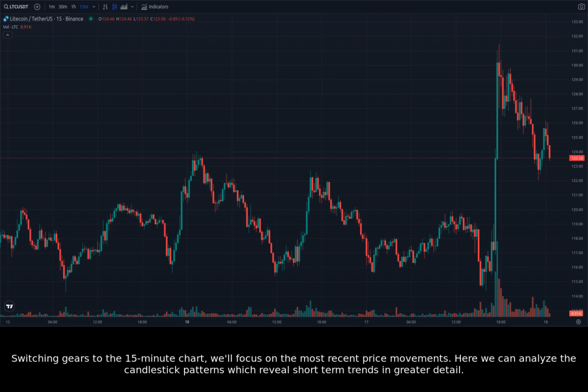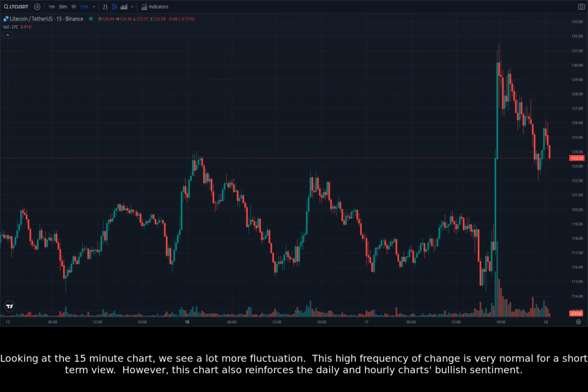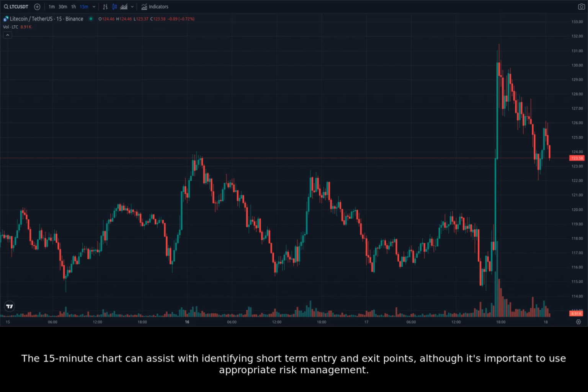Switching gears to the 15-minute chart, we'll focus on the most recent price movements. Here we can analyze the candlestick patterns, which reveal short-term trends in greater detail. Looking at the 15-minute chart, we see a lot more fluctuation. This high frequency of change is very normal for a short-term view. However, this chart also reinforces the daily and hourly chart's bullish sentiment. The 15-minute chart can assist with identifying short-term entry and exit points, although it's important to use appropriate risk management.